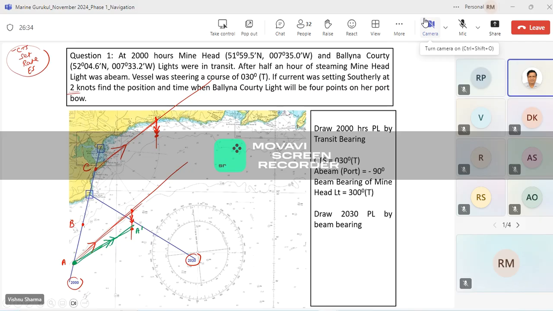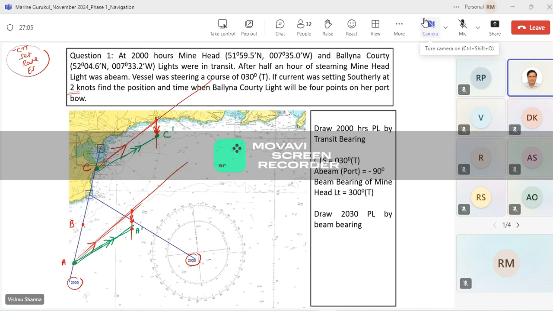Those who are doing at C, if the ship was at sea at 2000 hours, the ship would be here at 2030. This would be the course made good and the distance made good. You see, CC dash is parallel to AA dash. Also, AA dash distance is the same as CC dash, so it doesn't matter.